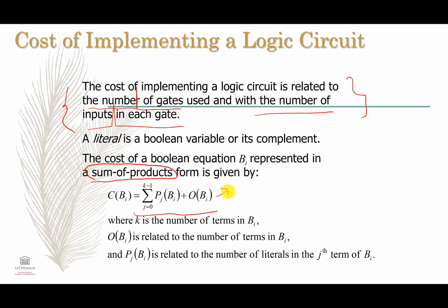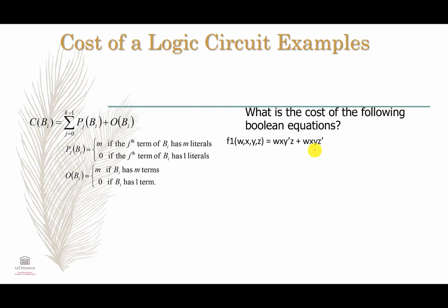Again, guys, the literal is the Boolean variable or its complement. So what are the rules to calculate the cost of the Boolean function? The rules are so simple. We count how many terms this function has. If it has only one term, the cost to implement the term will be 0. If it has more than one term, the cost will be the number of terms that function has.